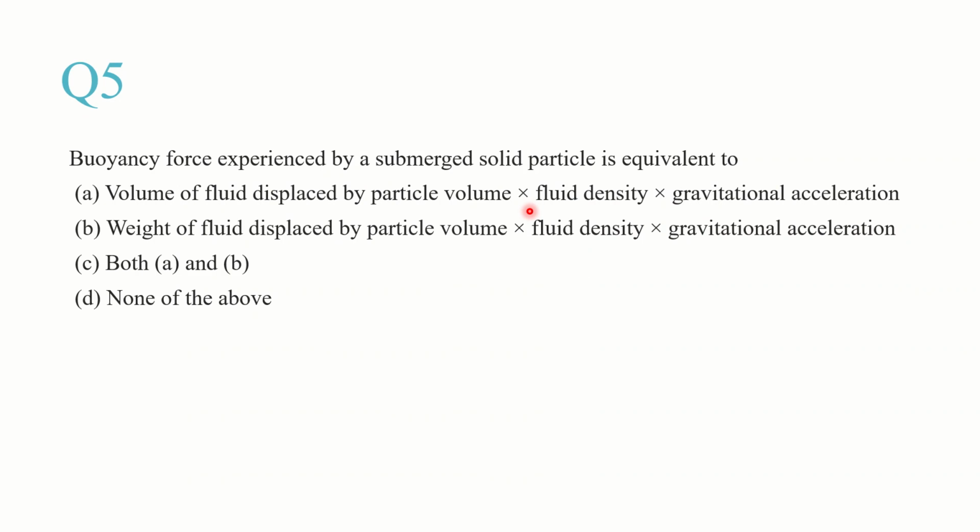Buoyancy force experienced by a submerged solid particle is equivalent to: option A, the volume of fluid displaced by the particle volume into fluid density into gravitational acceleration; option B, the weight of the fluid displaced by the particle volume into fluid density into gravitational acceleration; option C, both A and B; and option D, none of the above.